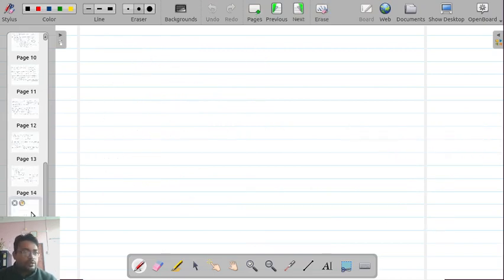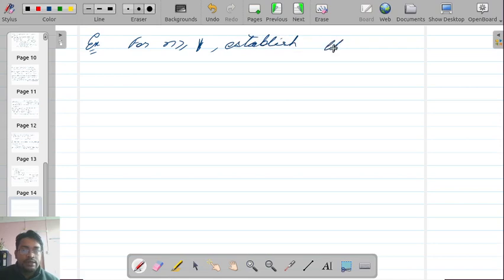So we have done almost all the exercises which are given in this book. So I'll give you 2 more problems. You can try doing it. For n greater than or equal to 1, establish that n into 7n square plus 5 is of the form 6k.